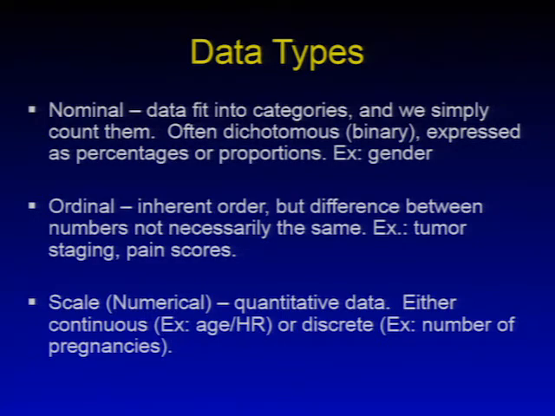Finally, scale or numerical data. This is just your typical quantitative data. It can be continuous, like age or heart rate, where 10 beats in heart rate is 10 beats in heart rate. Or it can be something discrete, like the number of pregnancies, so 1, 2, 3. In any case, each jump means the same thing.